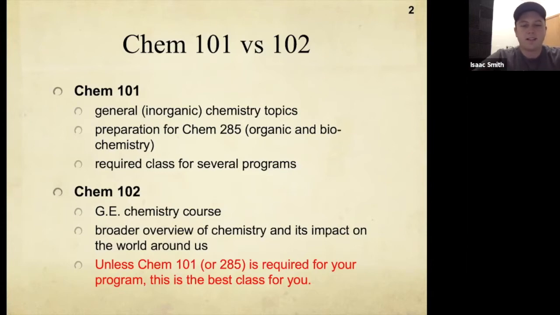If you're just taking this class to get a GE credit or a science credit, you just need another credit, there is the option of taking Chem 102 here. Chem 102 is more of a broader overview and might not be as in depth as we go in Chem 101. So unless you really need Chem 101 or Chem 285 for your program, Chem 102 might be a good option for you.